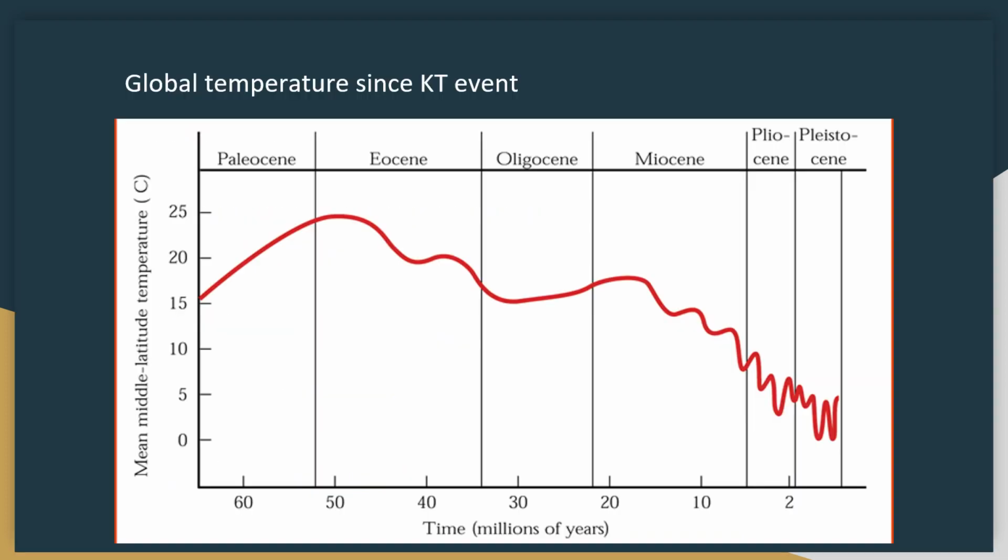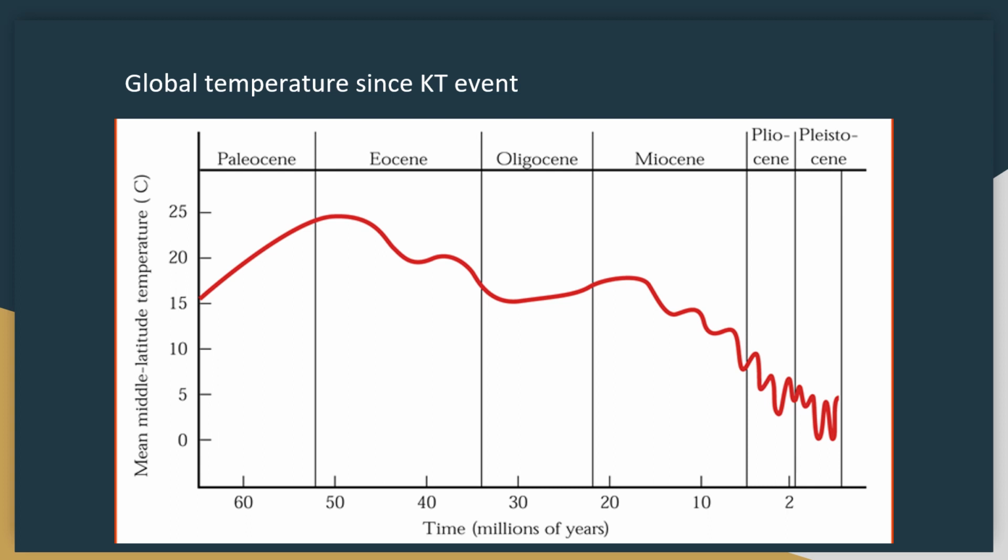Here's a graph that will help us understand trends in global temperatures to see if global warming truly exists. This graph shows mean middle latitude temperatures in degrees Celsius over millions of years. So this is geologic time since the KT event, and the KT event was that famous meteorite impact that led to the demise of large dinosaurs. Mean means average, and middle latitude refers to the location on Earth. It's in these temperate zones that are not at the very poles or at the equator.